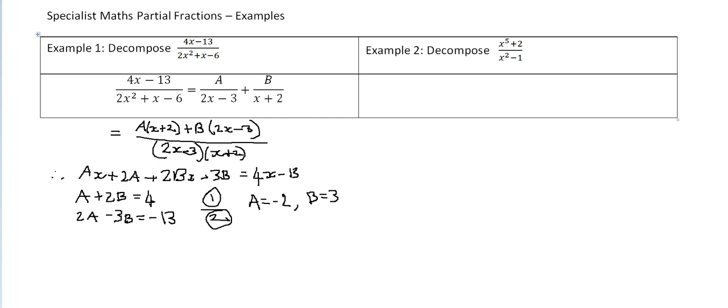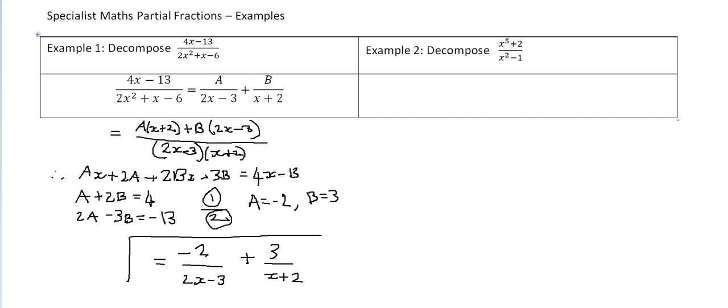Okay, so we can rewrite now the algebraic fraction decomposed into two partial fractions, and that will be equal to negative 2 on 2x minus 3 plus 3 over x plus 2. So that's our fraction decomposed into partial fractions. Okay, that example is a fairly straightforward one. We're going to go to example 2 now, which is a little bit more involved.